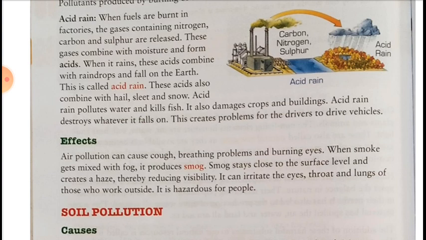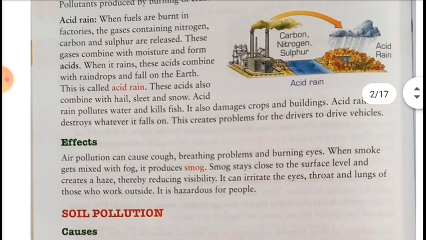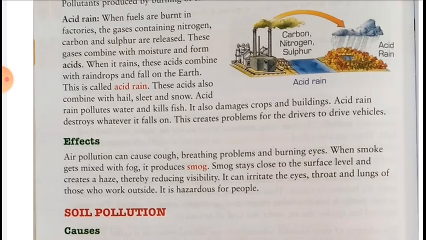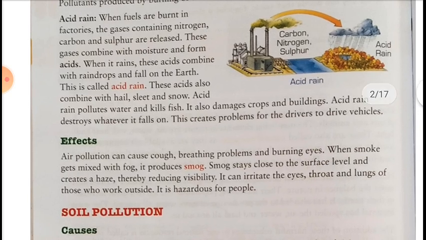Now we will discuss the effects. Air pollution can cause cough, breathing problems and burning eyes. When smoke gets mixed with fog, it produces smog. So smog is a mixture of smoke and fog.